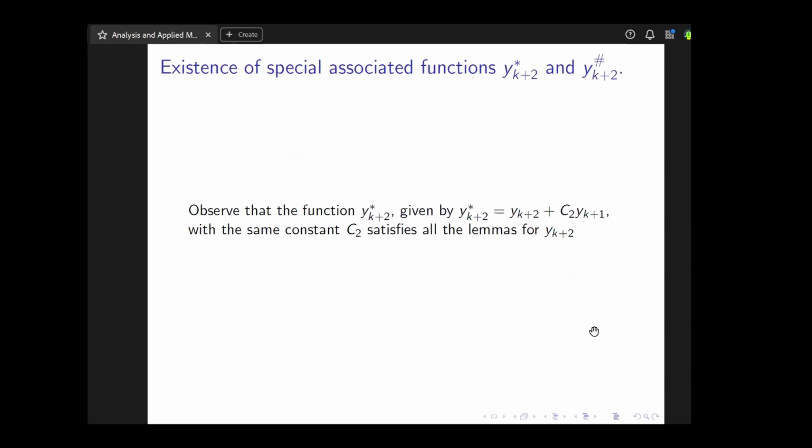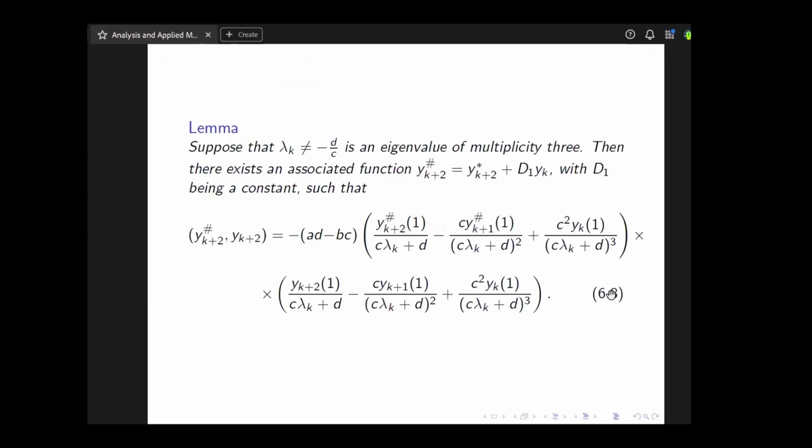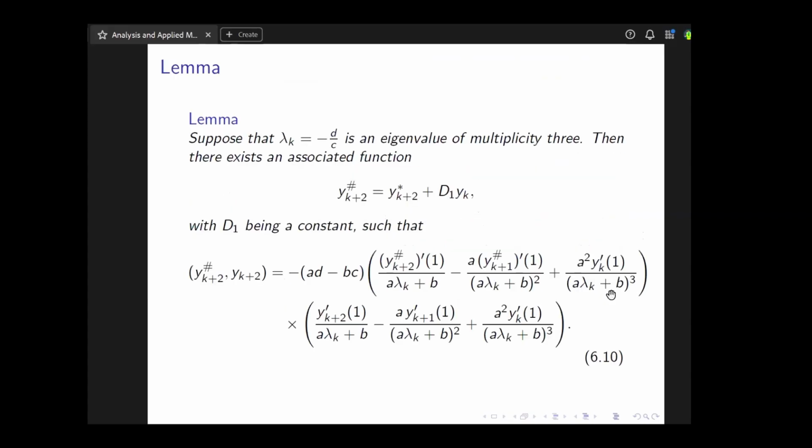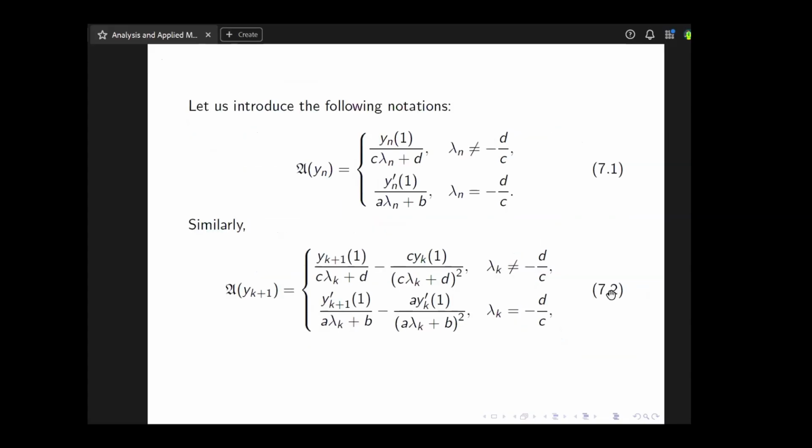And existence of special functions y_{k+2}^* and y_{k+2}^{ds}. y_{k+2}^* is defined simply. We use that same constant from the previous. y_{k+2}^{ds} is defined by this equivalence. The case lambda_k equals minus d over c.